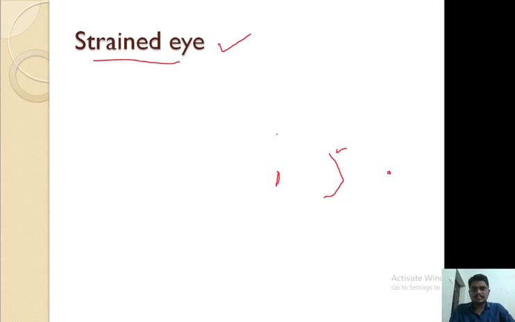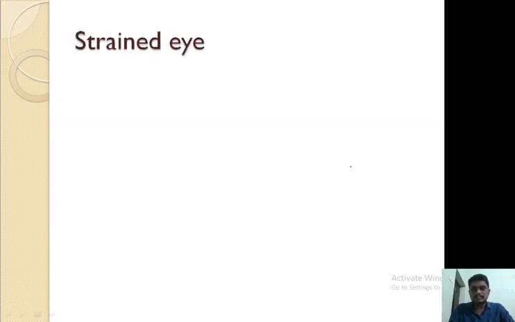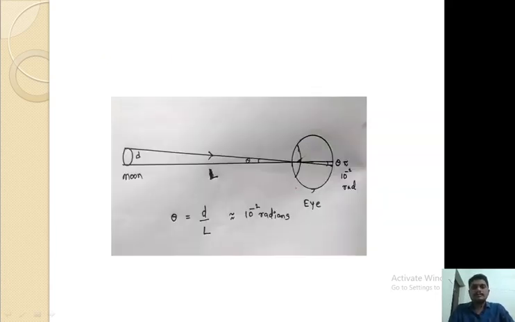Just remember 2 points here. When you are focusing on a distant object, our eyes feel relaxed. When you are focusing on a nearby object, our eyes feel strain, and the strain is maximum when the object is at the near point.